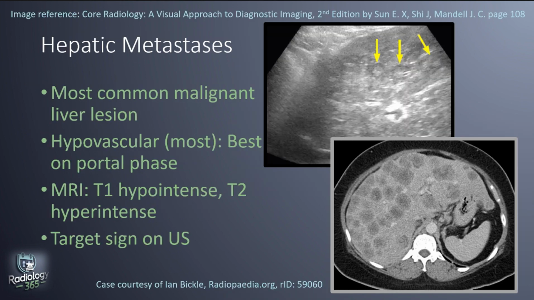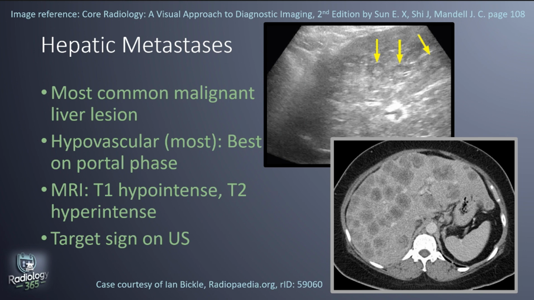Metastases are by far the most common malignant liver lesions, so always keep them in mind when you see liver masses, particularly in patients with a known primary cancer somewhere in the body. Most metastases are hypovascular, meaning they don't enhance early, so the portal venous phase is your best bet for detecting them. On MRI, they are typically T1 hypointense and T2 hyperintense.